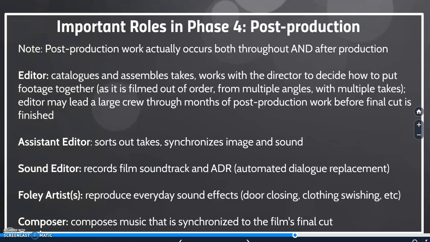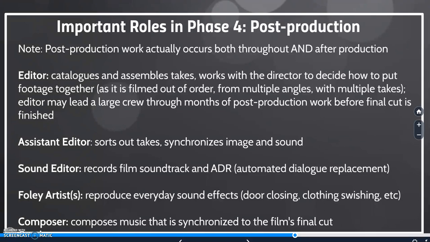So some important takeaways on the film production process. 1, films are not shot in chronological order. 2, the film production process does not occur in chronological order. It's recursive rather than linear. The things that happen in post-production affect the things that were happening during production and pre-production. And most of these phases overlap with each other. They're actually happening concurrently rather than chronologically.